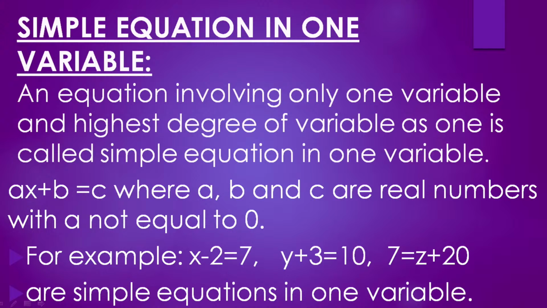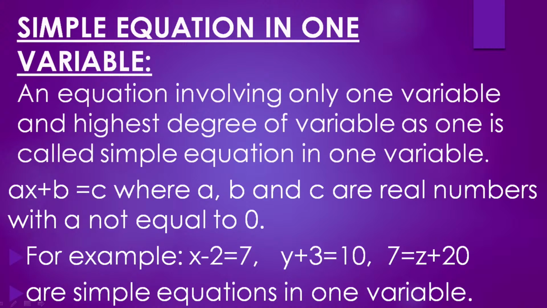Where A, B and C are real numbers and A of course should not be equal to 0. What will happen if A is equal to 0? Obviously X also will become 0 and constant B cannot be equal to C. Okay, so the condition here is that A should not be equal to 0.